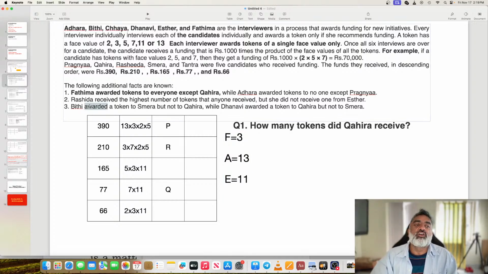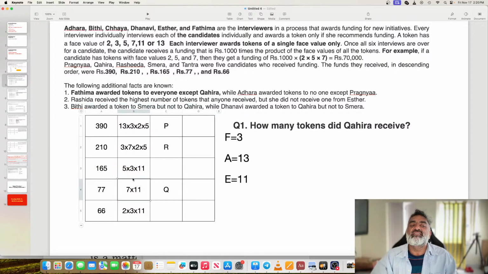Moving on. Bithi awarded a token to Smera, but not to Kahira. Okay, great. Bithi is one character, and the numbers that we are left with so far, you should be able to work it out. 3, 13, 11 are gone. So 2, 5, and 7 are left for the story, right? Bithi awarded a token to Smera, but not to Kahira. So a token face value, which is not present in the Kahira story, but present in the Smera story. And anyway, there are only two characters left, so it should not be too difficult to figure out.